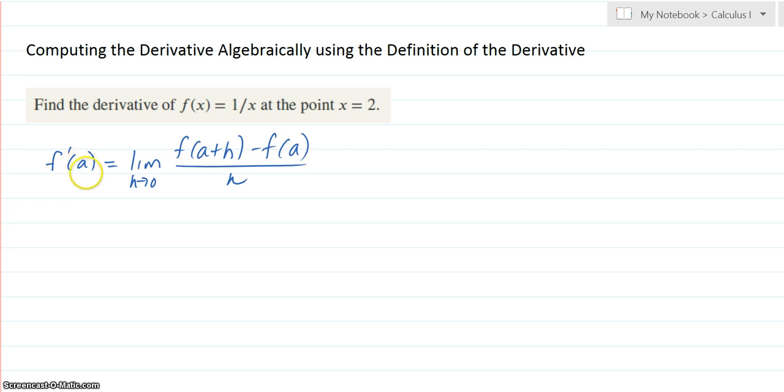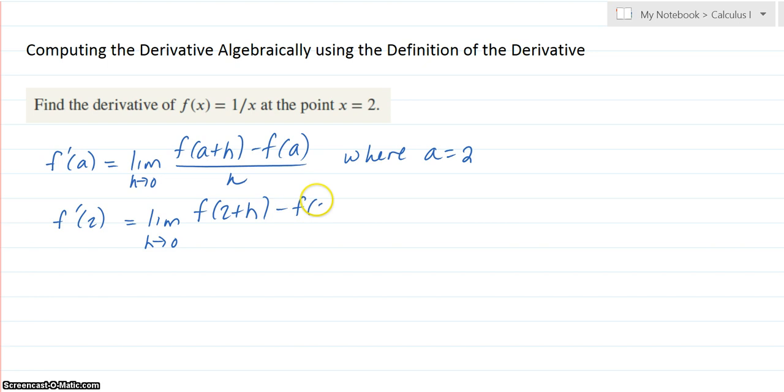So we know f prime of a is equal to the limit as h goes to 0 of f of a plus h minus f of a over h, from the last video. And in this case, a is going to be 2. So f prime of 2 is what we want to look for. And that is going to be, still, h is going to go to 0, of f of 2 plus h minus f of 2, all over h.